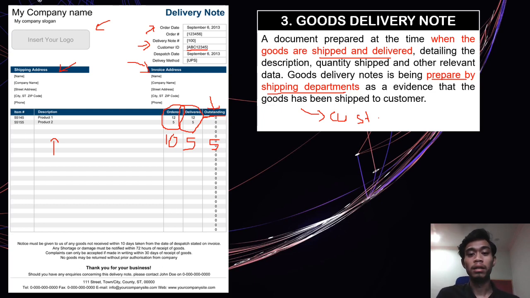Okay, so this is the important document, important document for the customer and also for the company, okay, as the evidence and to inform the customer that the product has been shipped.